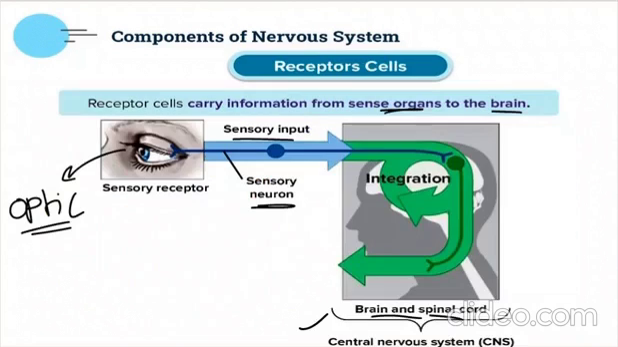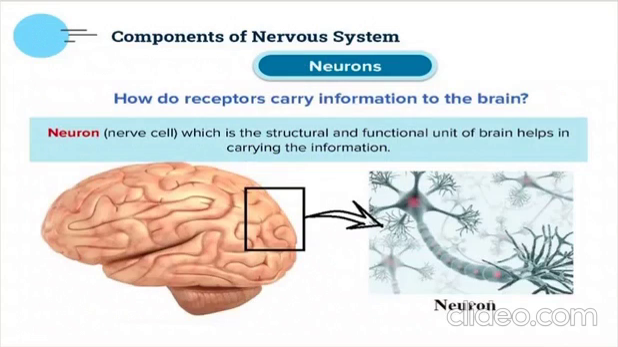Now, I mentioned here neuron. What is this neuron? You all might have studied in your ninth standard about neurons in the chapter on tissues, isn't it? So, neuron is nothing but this.